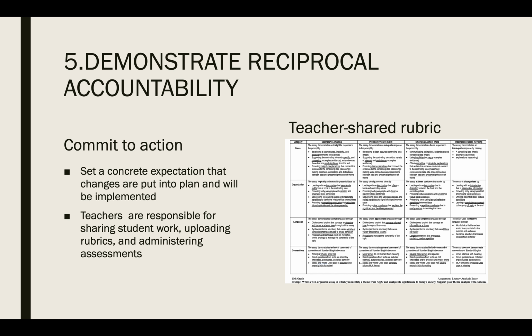Next, demonstrate reciprocal accountability. A commitment to action meant that we had a concrete expectation that these changes would be implemented. So one thing we asked is that teachers share rubrics before the next meeting. And for the next meeting after they shared the rubrics, they had to bring student work. It was always asking them to bring something, to commit, and to share those ideas with a date.